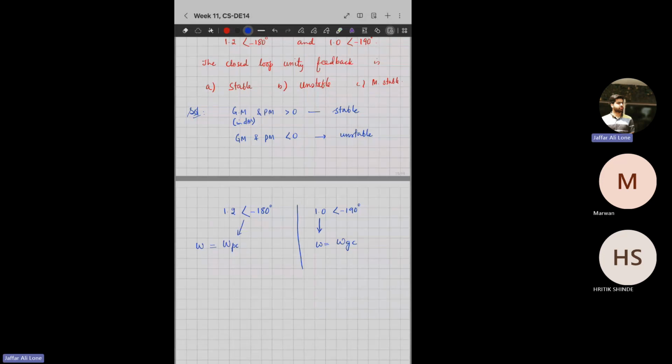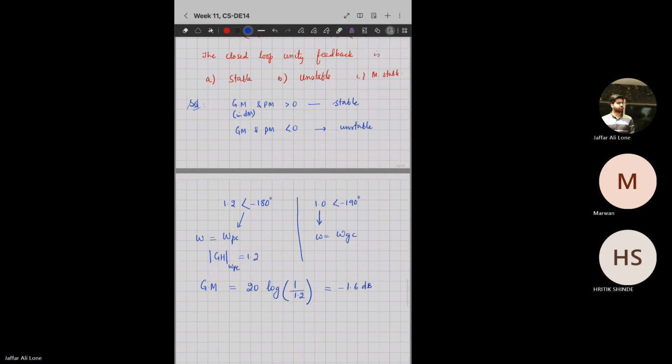So correct. So now let's see the first part. The magnitude of GH is 1.2 and it's at omega PC. Then what is gain margin? Gain margin is 20 log of 1 by x, 1 by 1.2. If you solve it, you'll get minus 1.6 decibels.